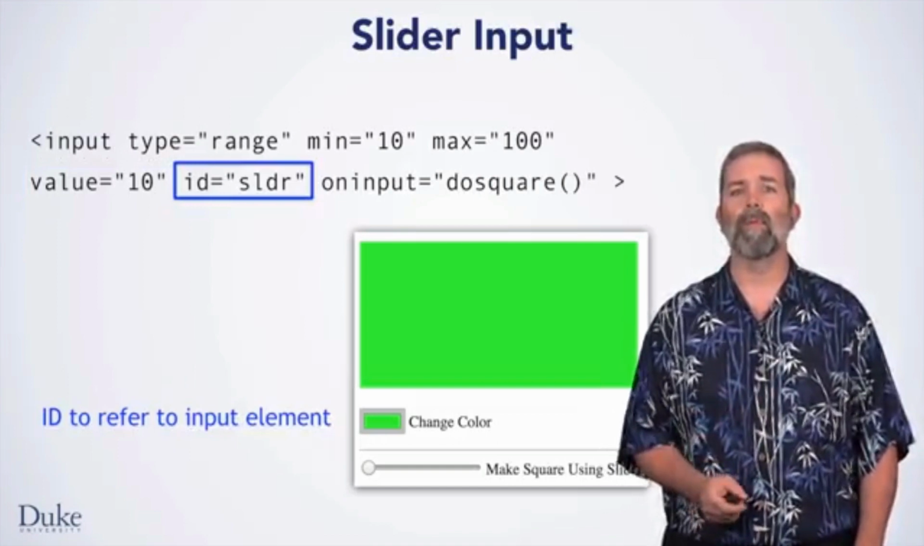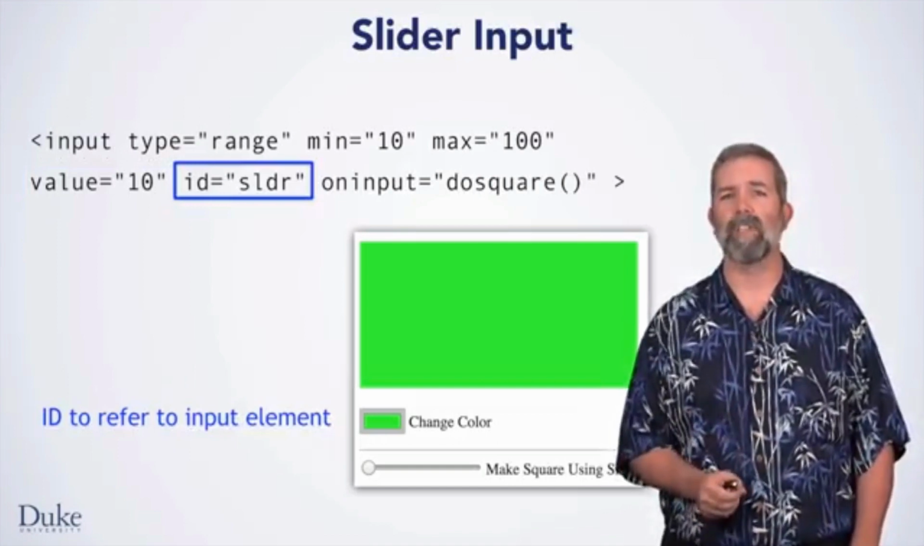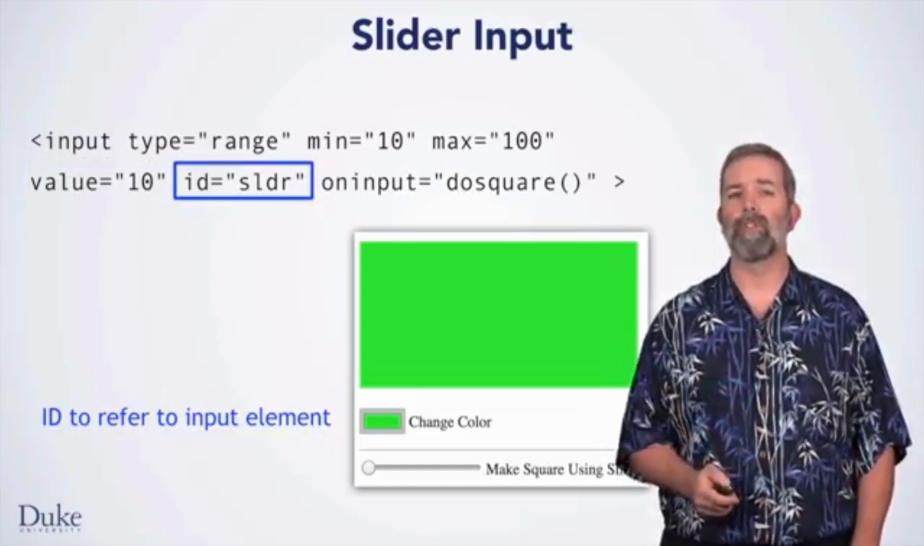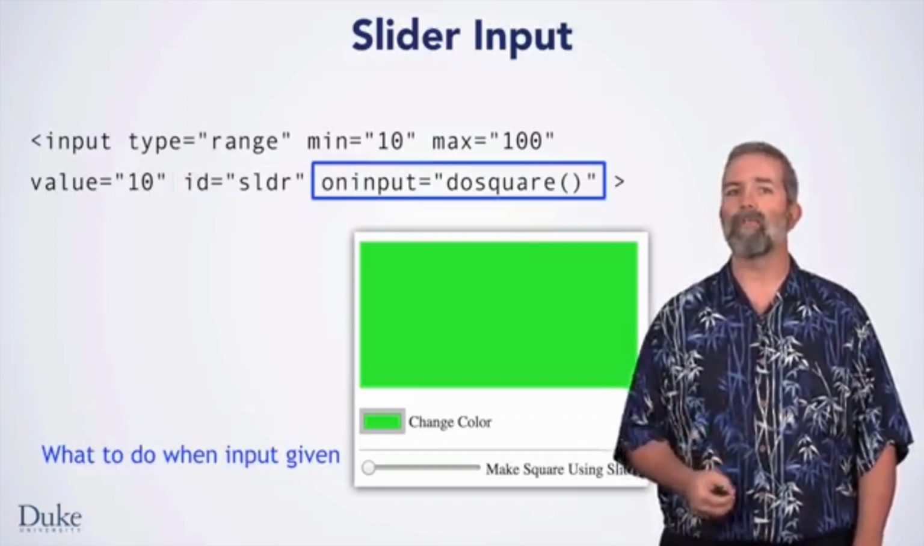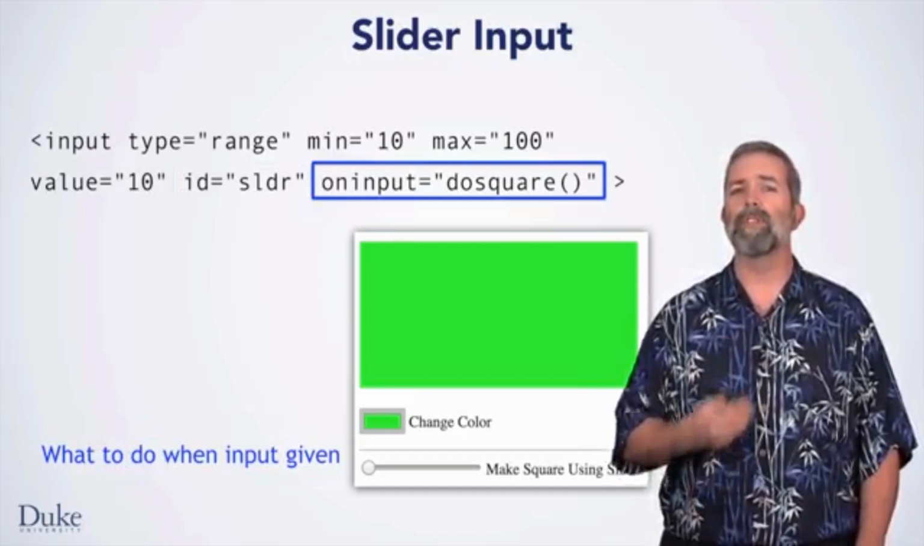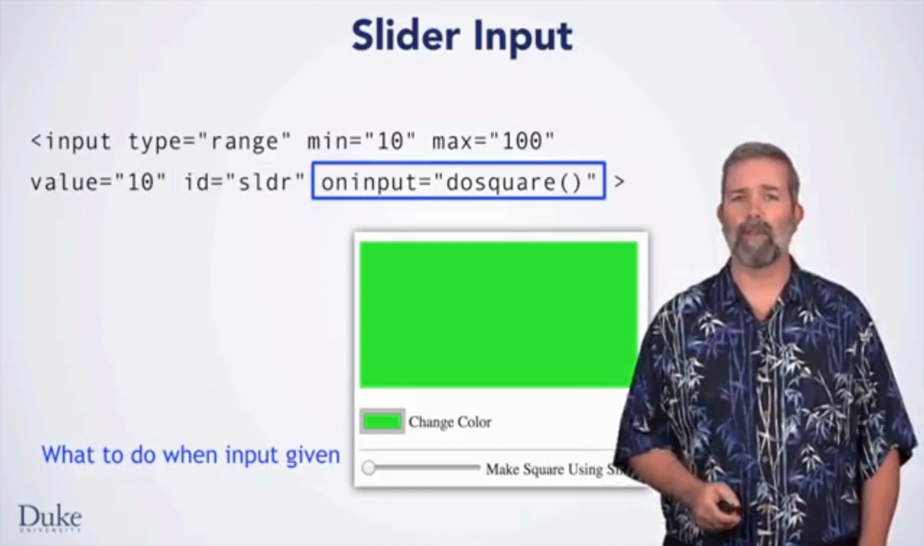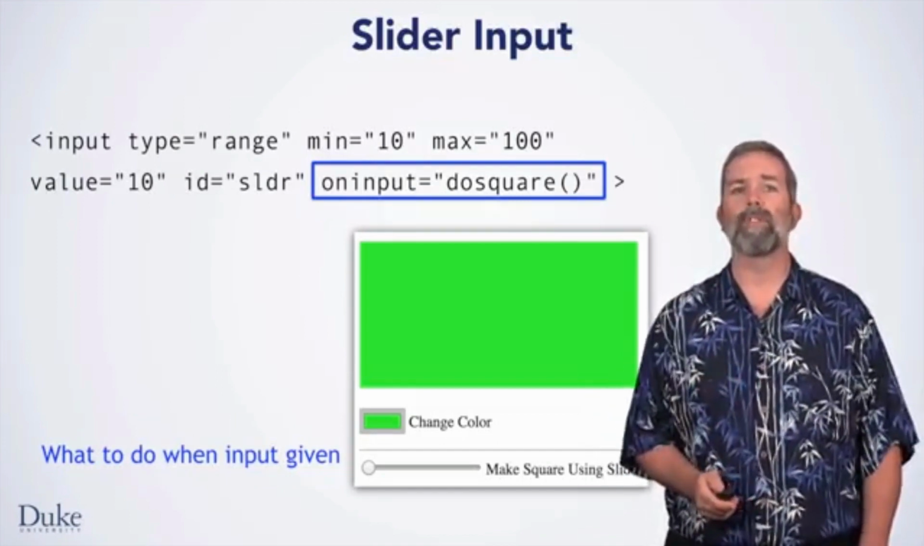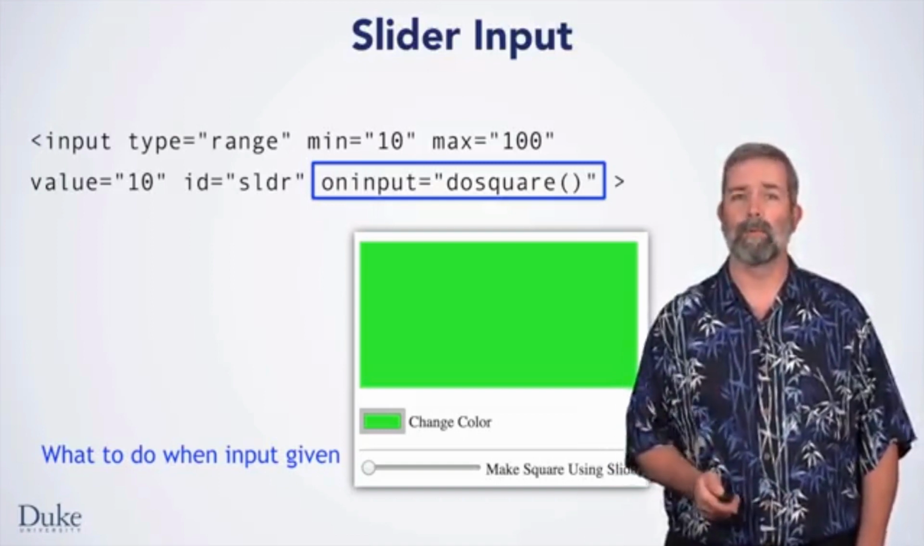The ID of the input element is important for accessing its value to use in the function doSquare. When you click and drag the slider, you generate an onInput event that you can use to connect the web page with your JavaScript. Let's look more closely at the function doSquare now.